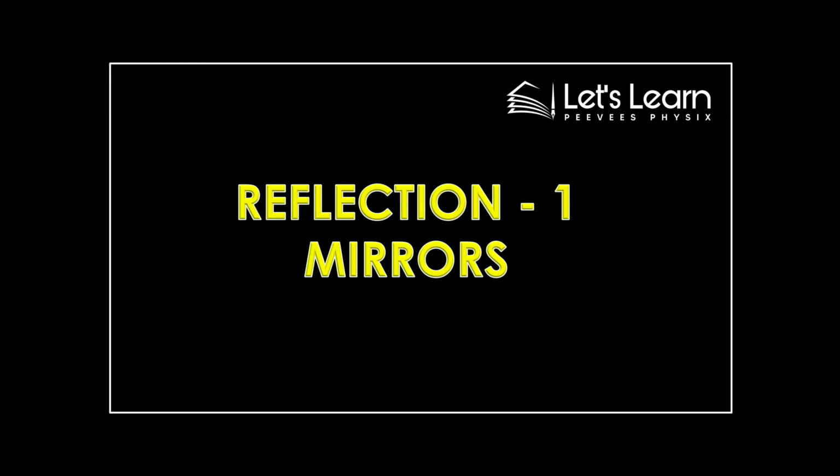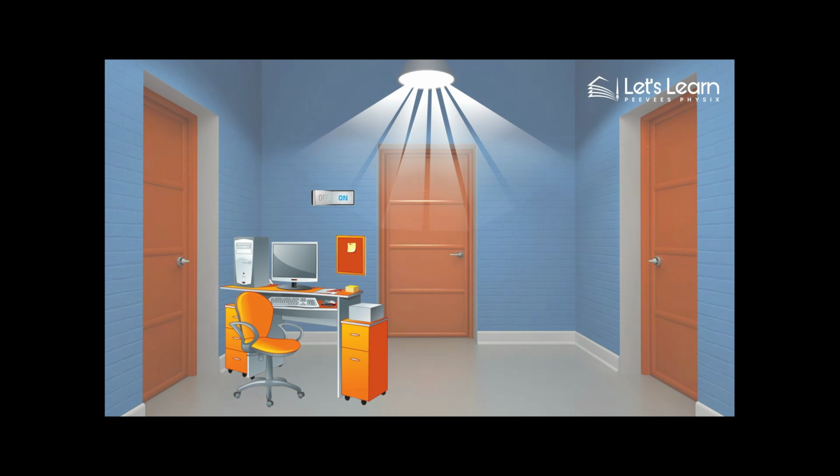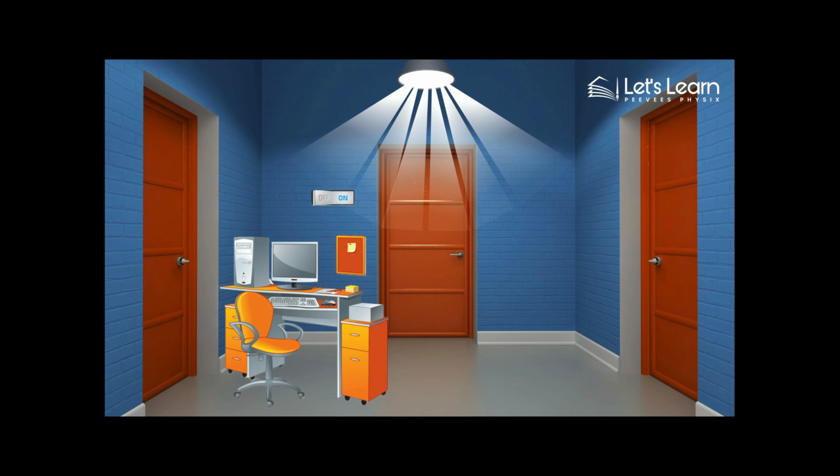To begin with, reflection. Look at this image. It's a room where you can see light is coming from the bulb on the top, and you can see light passes in all directions. And look at one of the light rays. The light ray falls on the computer, and you can see it bounces back. It is reflected back. And if it falls into your eyes, you will be able to see the computer.